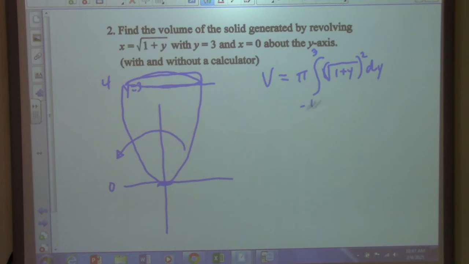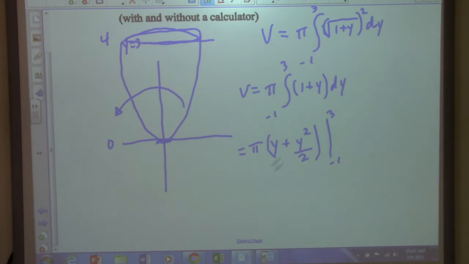This is with a calculator, without a calculator. What we have here is V equals pi times the integral from -1 to 3 of (1 plus y) dy, so that's going to give us pi times, what is that going to be? Y plus y squared over 2, going from -1 to 3.